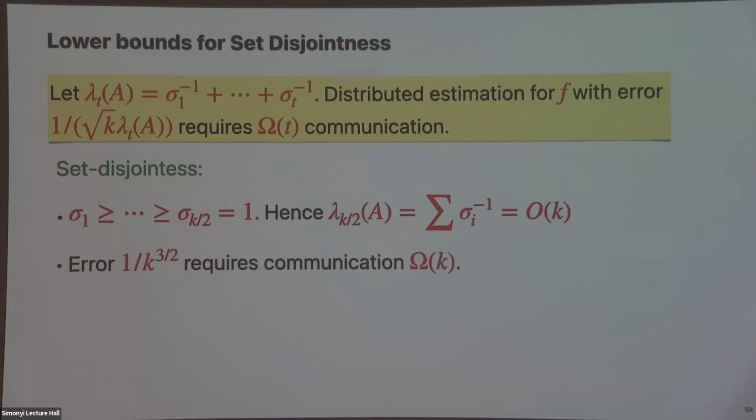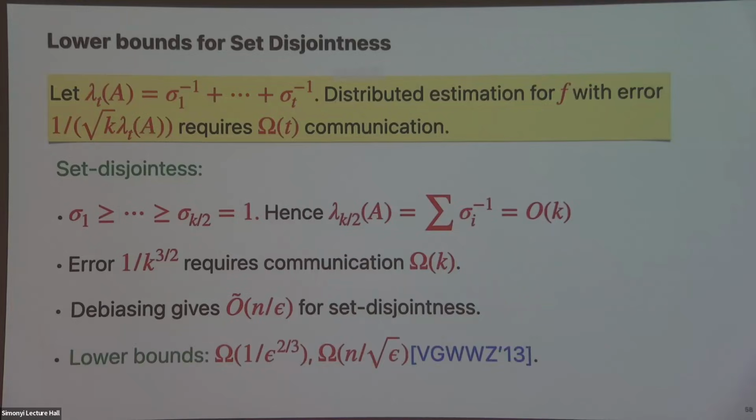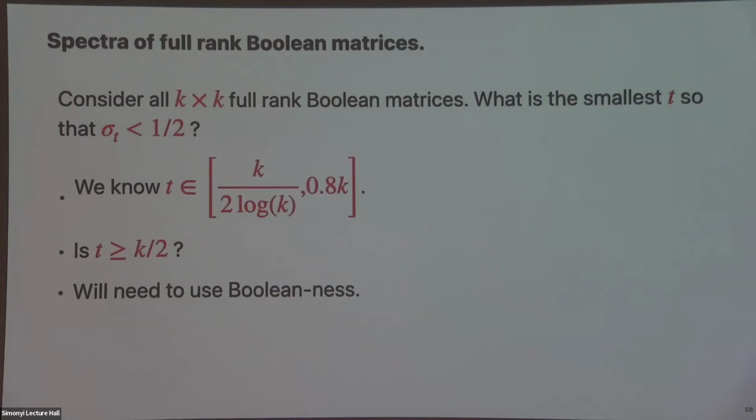This is only going to give us a lower bound of 1 over epsilon to the 2/3, and the upper bound is 1 over epsilon. Even by the sharpest estimate for this, you're not going to close that gap. Okay. I've said all this before.